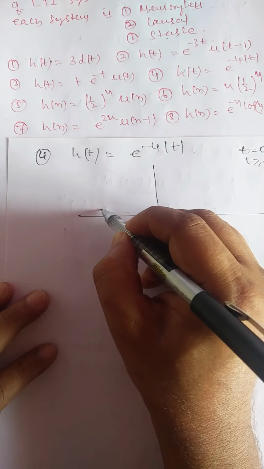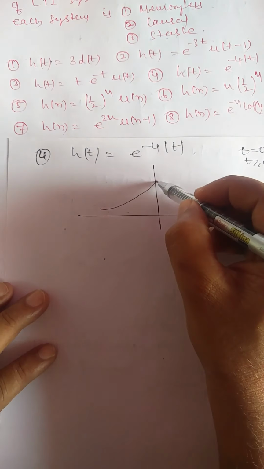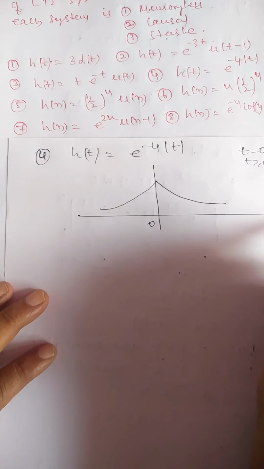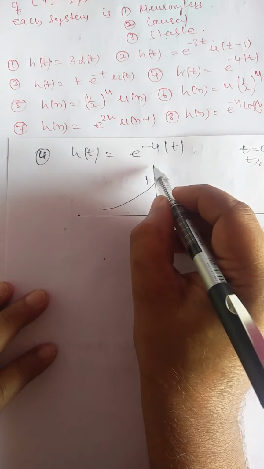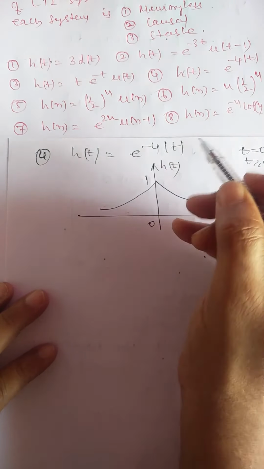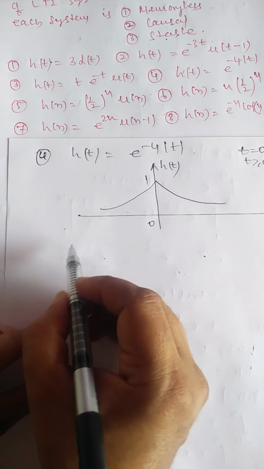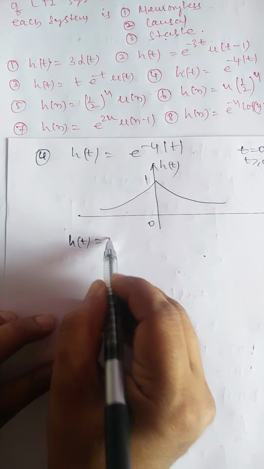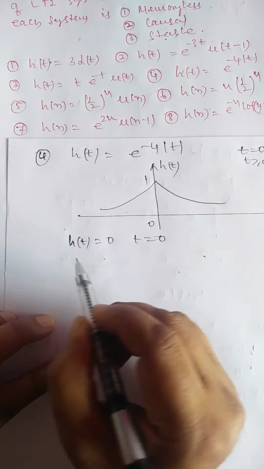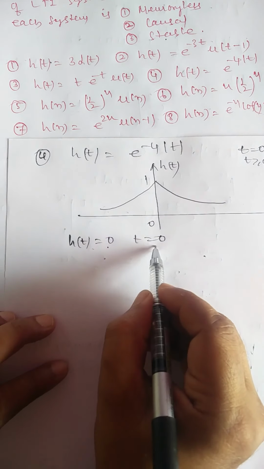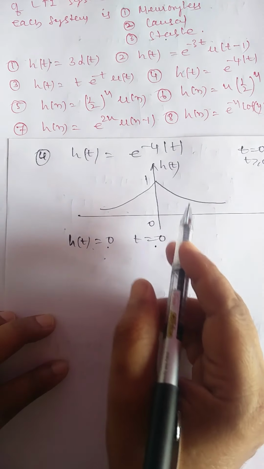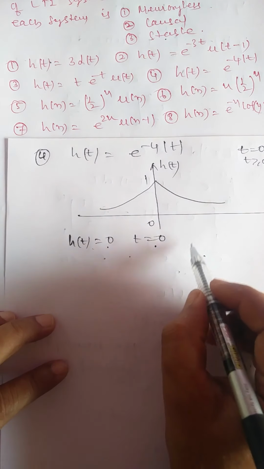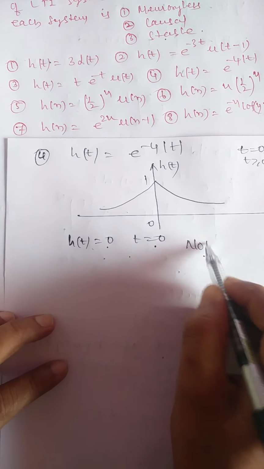Hence, the signal looks like this: an increasing exponential signal, then a decaying exponential signal. This is 0, this is t, this value is 1, and this is h of t. To say it is memoryless, this condition must be satisfied: h of t is equal to 0 when t is not equal to 0. This condition is not satisfied here, and the system is said to be not memoryless.